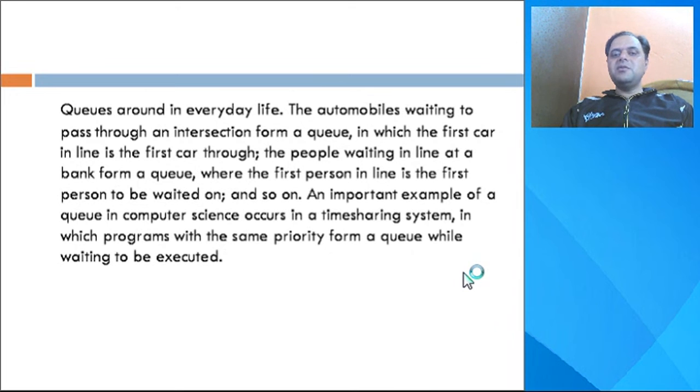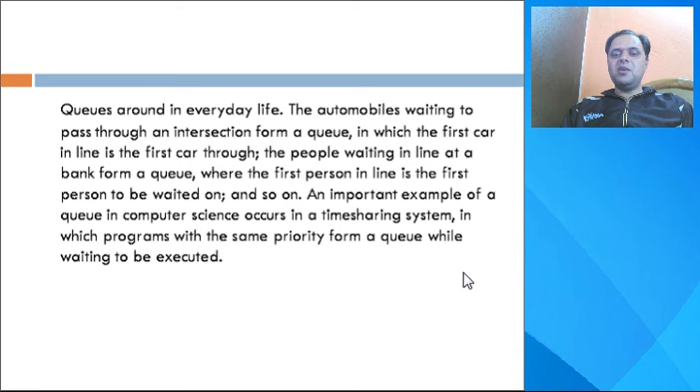So examples of queues are around us in everyday life. The automobiles waiting to pass through an intersection form a queue, in which the first car in line is the first car through. The people waiting in line at a bank form a queue, where the first person in line is the first person to be waited on, and so on.